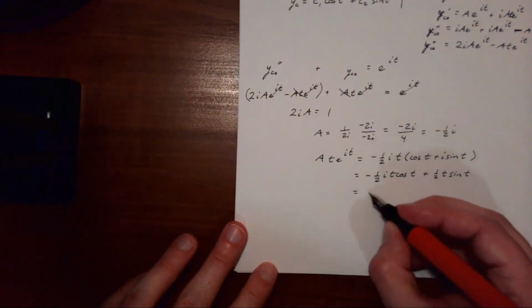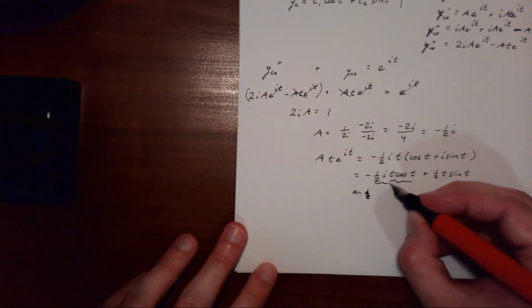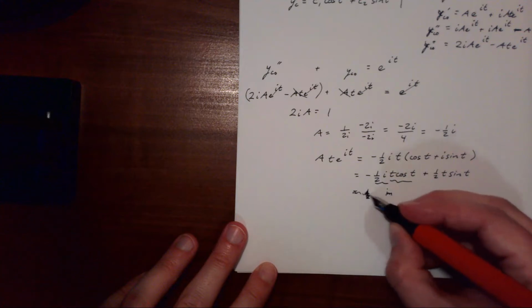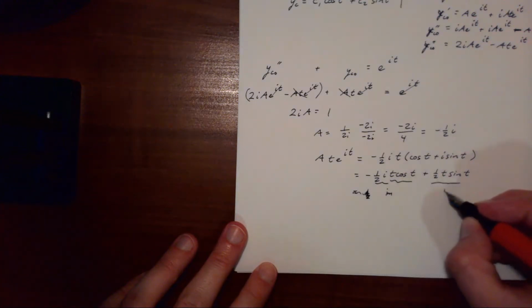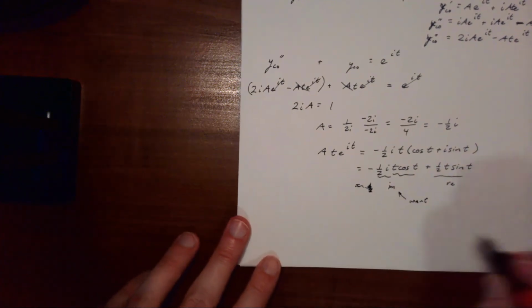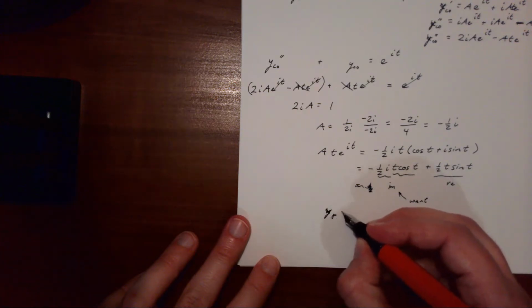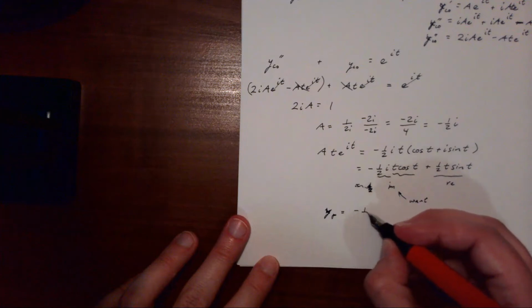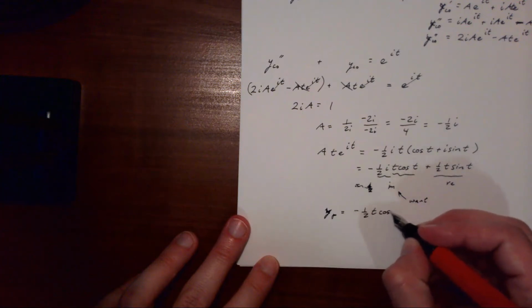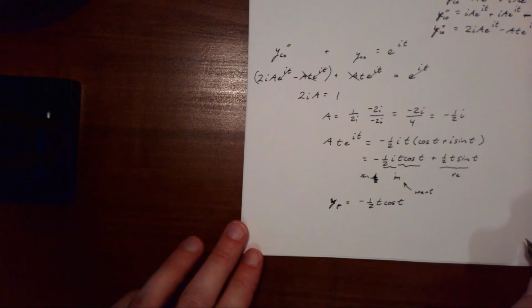and that's going to equal then. So this is going to be the imaginary part. And this is going to be the real part. This is what we wanted. So we're going to run with it. So our y p is going to equal negative 1/2 t cosine t. Okay. Well, there we have it.